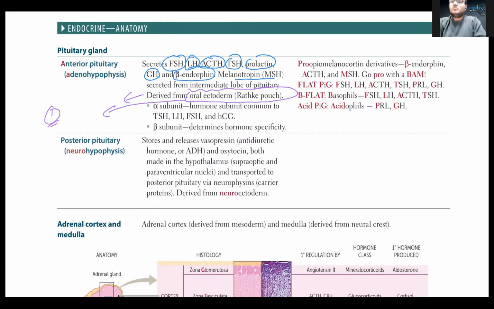And they will ask you the next question in our exam. There are many cancers from the anterior pituitary, so they derive specifically from Rathke pouch. Okay, Rathke pouch. Next we will discuss the subunits.